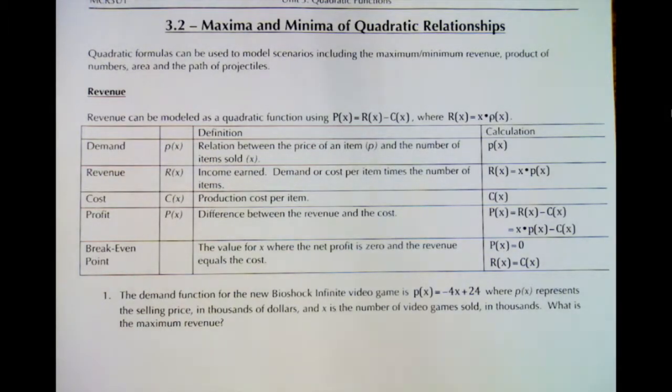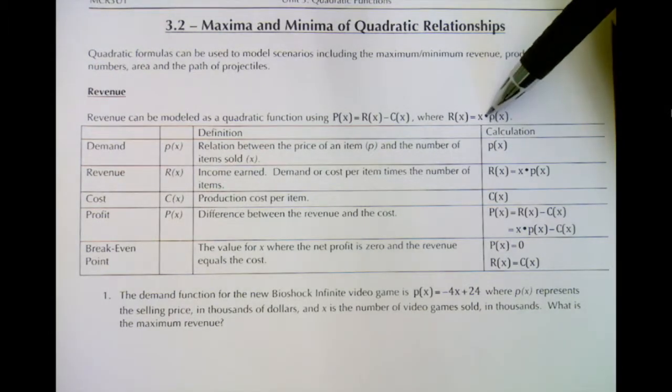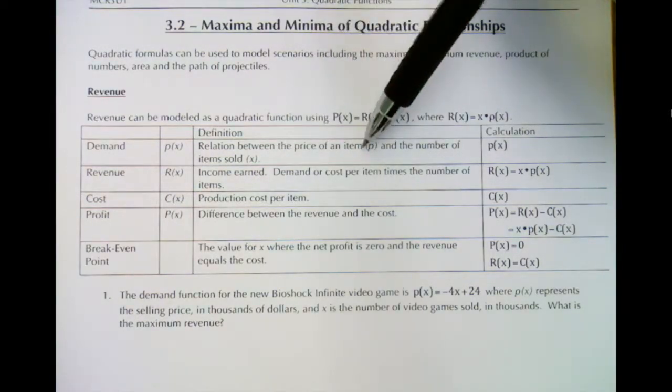The first style of question would be a revenue question. There's a couple different ways that you can model revenue, and it comes from the idea of what revenue is. Revenue is just how much money is generated in a scenario. So one way you can determine revenue is you can multiply something called a demand function by the number of items sold. And the demand function is just the price of an item and the number of items sold. It's the relationship between those.